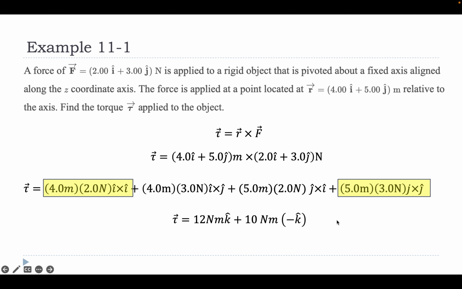And so then when I add those two together, taking into account direction, 12 plus a negative 10 is going to give me 2. So the total net torque on this system is 2 Newton meters, and it's acting along the z direction or the k direction.